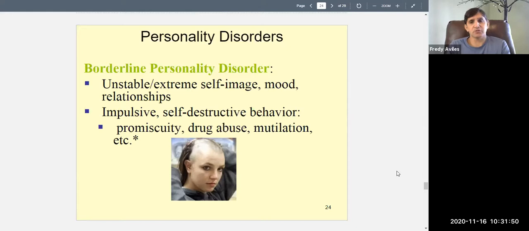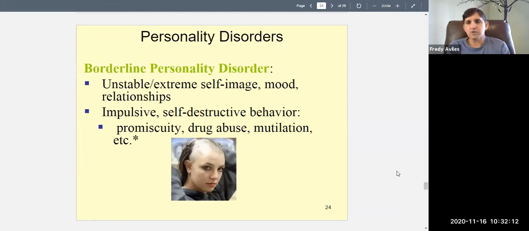And then that person's the one. Very unstable, very extreme. They're very impulsive and engage in self-destructive behavior. With impulsive self-destructive behavior, I'm talking about promiscuity. They'll sleep with this guy or this person, and then that person, they'll do drugs, they'll mutilate themselves. These are the people, by the way, who cut themselves, okay?